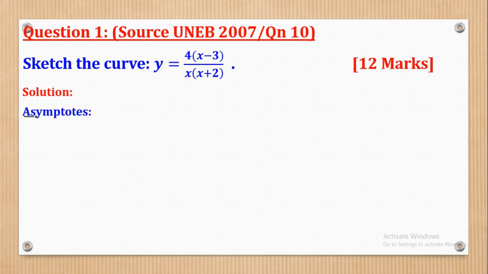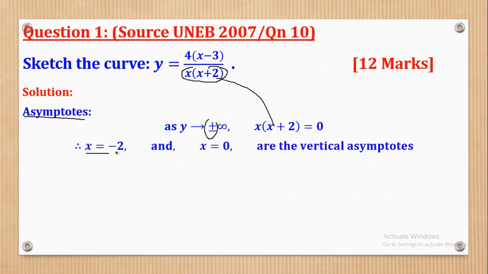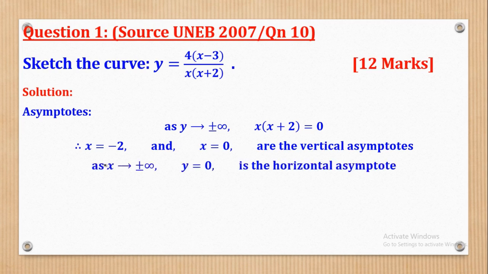The first step was to get the asymptotes. To get the asymptotes, you have to ask yourself, as y tends to plus or minus infinity, what is x? As y tends to plus or minus infinity, you get the denominator and equate it to 0. When you equate it to 0, you get values of x. These values of x are what we call the vertical asymptotes. What about horizontal asymptotes? For horizontal asymptotes, as x tends to plus or minus infinity, look at the degree. In the numerator, the degree is x to power 1.